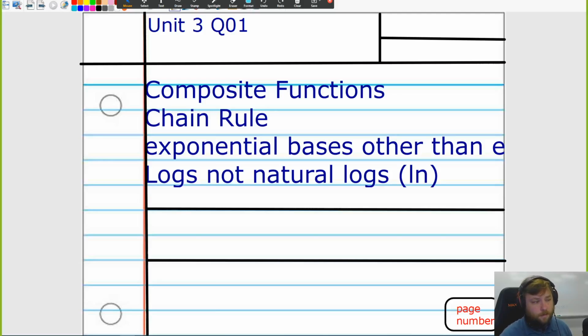Let's start Unit 3, that first section, following Khan Academy. Wait, if I draw on this, does it see those drawings? Yeah, it does. Okay, cool.